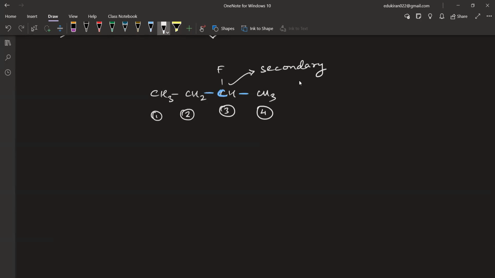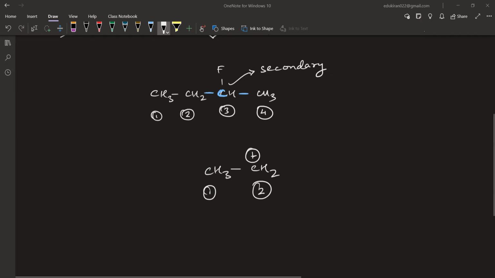Okay. Now, for example, if you have something like this, CH3, CH2, positive. So in this case, tell me, which carbon should we focus on? Second one, right? Now this is connected to only how many carbons? It is connected to only 1 carbon, and that is why it will be primary. Is that clear? Yes or no? Please tell me. Yes, sir.